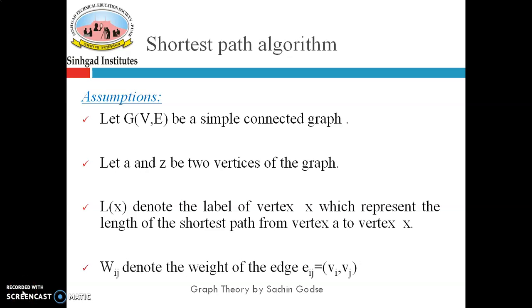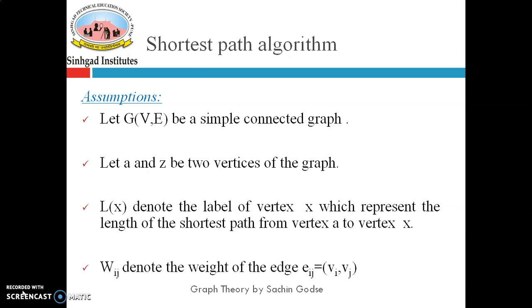Shortest path algorithm. This algorithm is used to find the shortest distance between two vertices, or two nodes, we can say. So it is just a shortest path algorithm that we are going to see to find the shortest distance. There are some assumptions which we made in this algorithm.